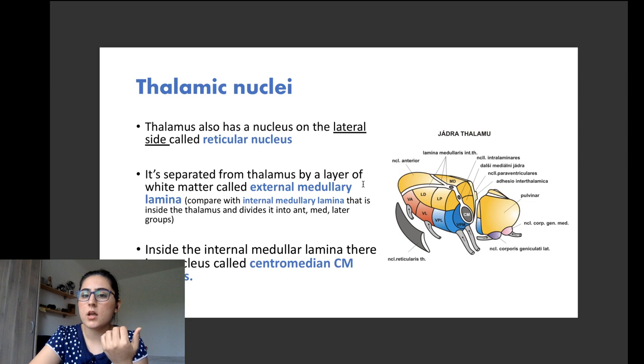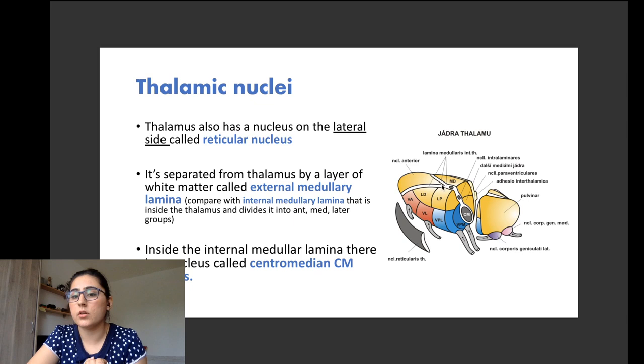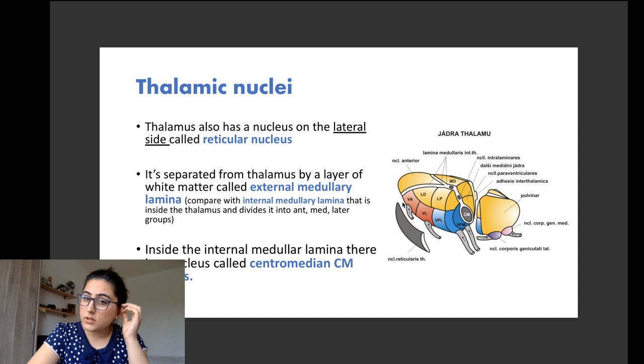Remember, we had another white matter, which was over here, inside the thalamus, separating my thalamus into anterior, medial, and lateral groups. Because it's inside, it's called my internal medullary lamina. So we had the internal medullary lamina within the thalamus, and we have the external medullary lamina outside the thalamus. Okay, so we have the nucleus reticularis, and the last nucleus we're going to talk about is this guy over here, the central median nucleus within my internal medullary lamina.